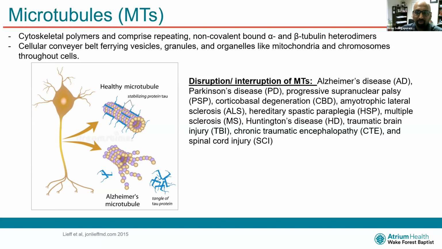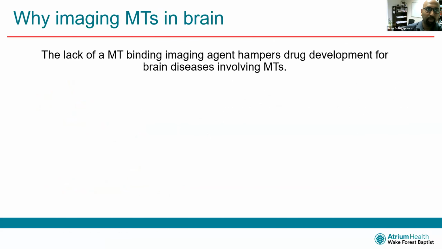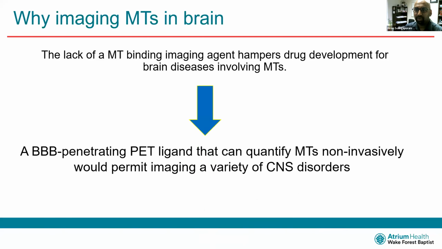The disruption of microtubules is implicated in multiple neurodegenerative diseases. I'm not going to read all the names, but predominantly AD, PD, CVD, all these diseases have implications of disintegrated microtubules. Therefore, the lack of a microtubule-binding imaging agent hampers drug development for brain diseases involving changes of microtubules. So what was the main thing? If you really want to see the microtubules, you have to find a radiotracer that can go in the brain and quantify microtubules non-invasively.